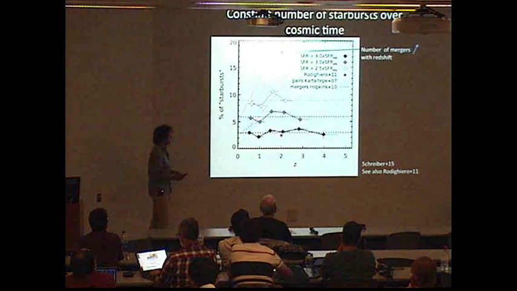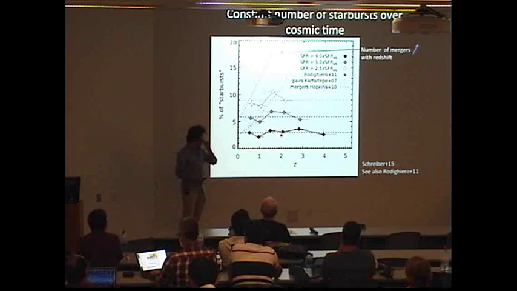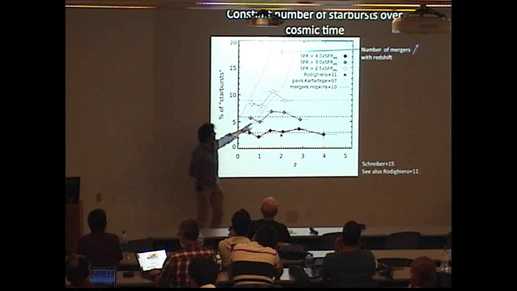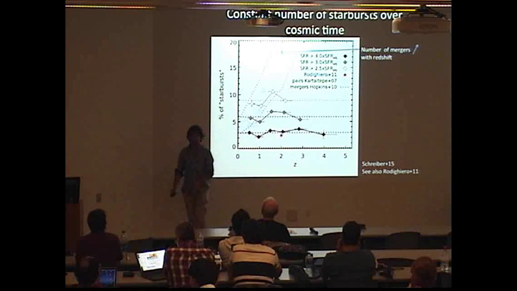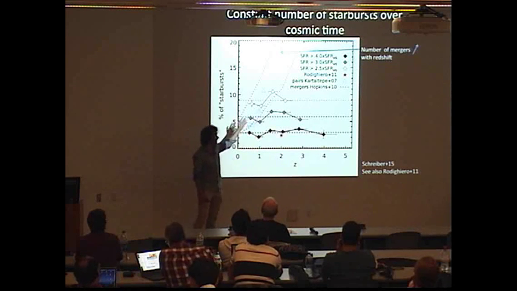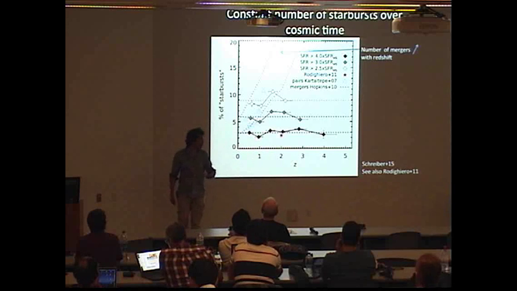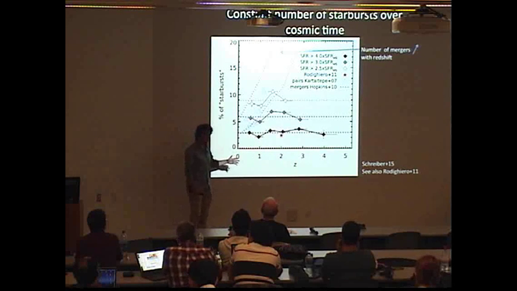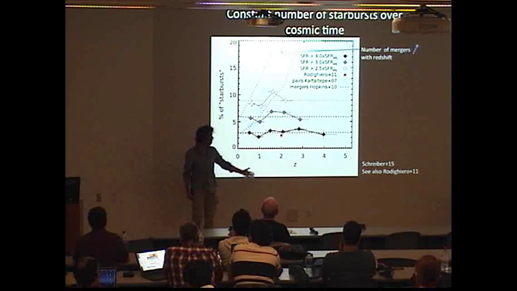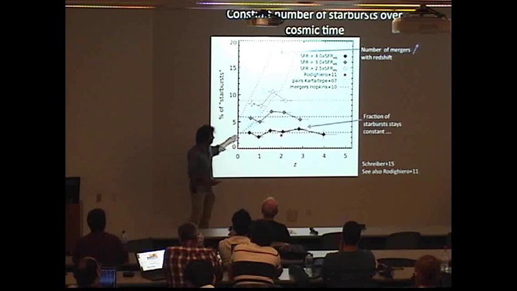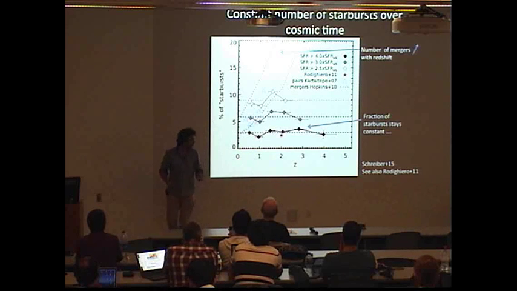Here is a very nice plot from Corentin Schreiber, early work in 2015. We see that both observations of galactic pairs and mergers from cosmological simulations show that at high redshift, you have a higher number of galaxies undergoing a major merger. But if we look at starbursts, whatever the definition of starburst, which is 2 times, 3 times, 4 times the star formation rate that you expect, their number is fairly constant with redshift. So there is something going wrong in the high redshift universe. Something is going on.